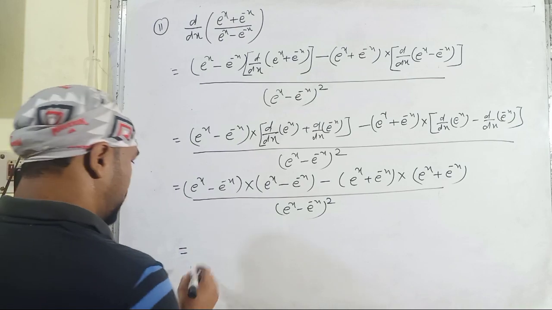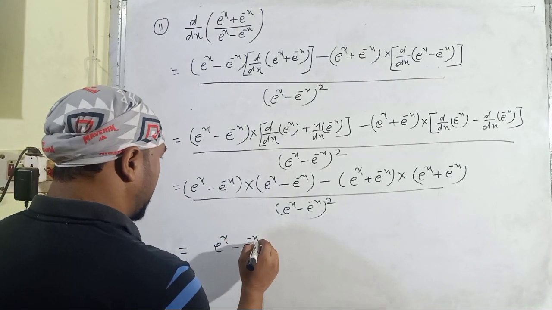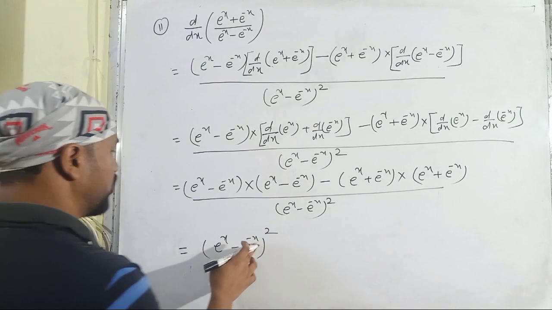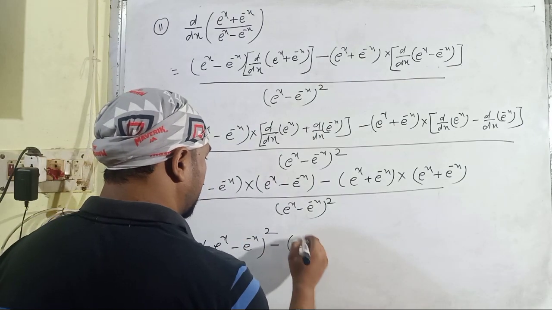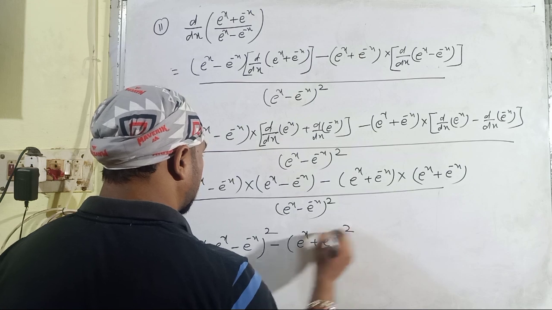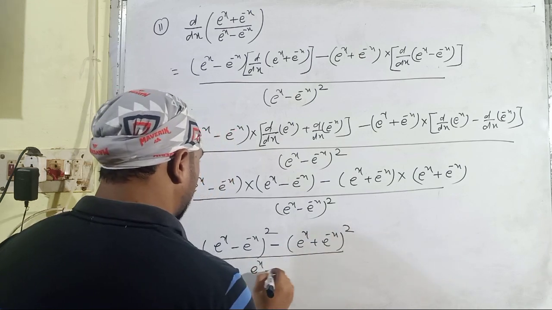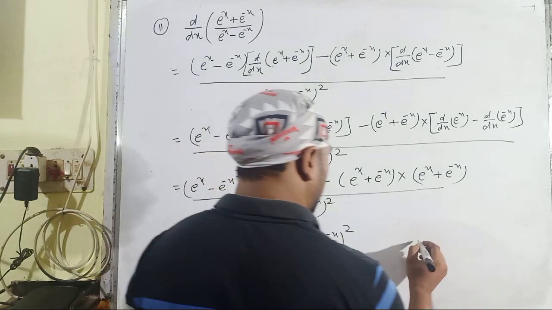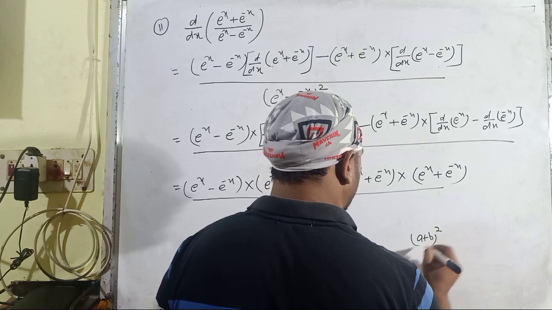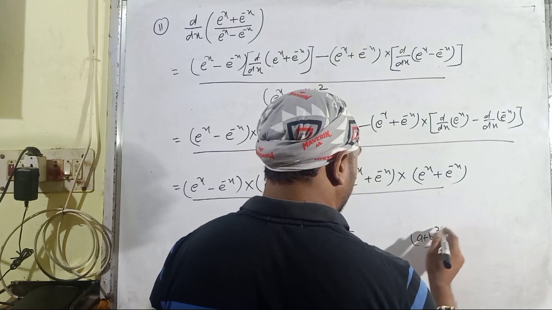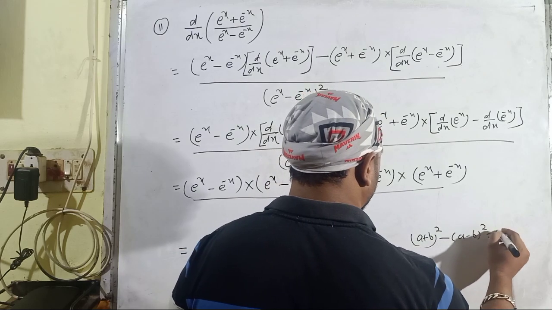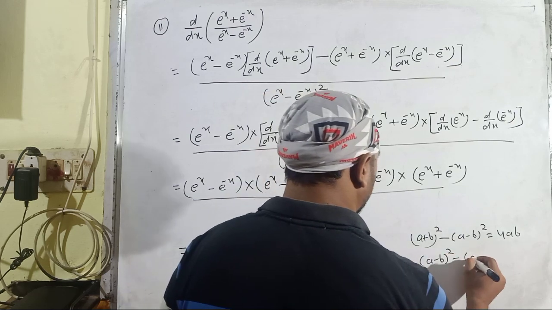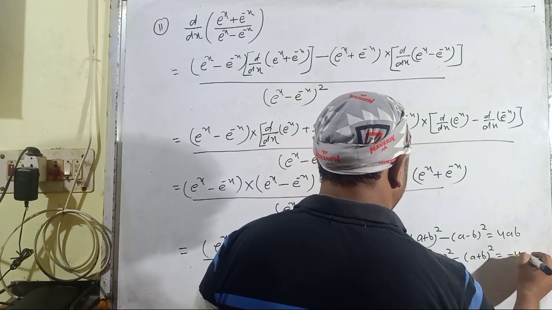So just solving here, it is the whole square of e to the power x minus e to the power minus x, minus the whole square of e to the power x plus e to the power minus x, whole divided by whole square of e to the power x minus e to the power minus x. We know that the difference of whole square of a plus b and whole square of a minus b, it is 4ab, and the difference of the whole square of a minus b and the whole square of a plus b, it is minus 4ab.